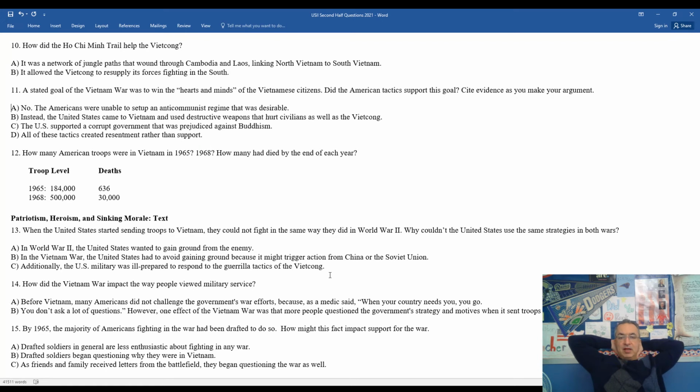Remember, Vietnam's another proxy war, very similar to Korea, where the United States is supporting the Democratic side and the Soviet Union and the Chinese are supporting their communist allies in North Vietnam. And additionally, for 13, the United States military was ill prepared to respond to the guerrilla tactics of the Viet Cong, something they really didn't experience or have to deal with much during World War II.